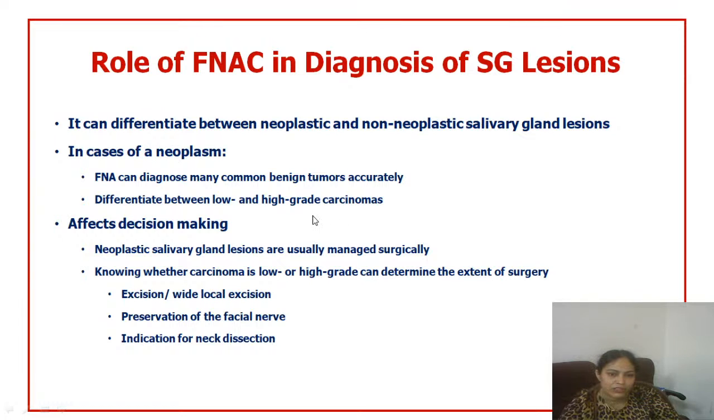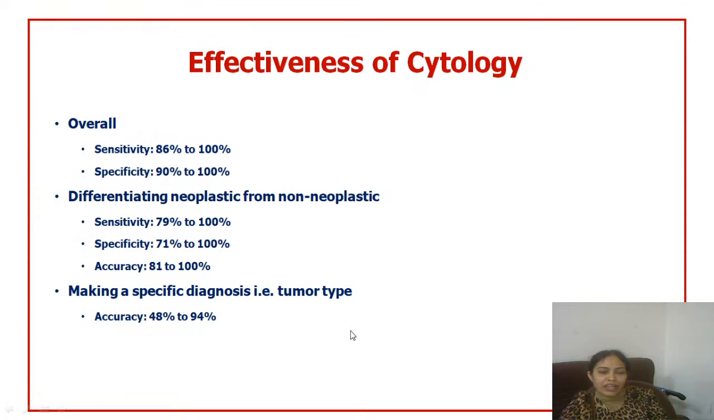So once you tell the surgeon it's a high-grade carcinoma, he's going to go for a total or near total parotidectomy. He's going to do a lymph node dissection, whereas for a low-grade carcinoma, lymph node dissection is not required. So this is basically how FNAC helps make decisions. The neoplastic salivary gland lesions are managed surgically, and knowing whether it's a low or high grade carcinoma or a benign tumor will help to determine the extent of the surgery, whether the facial nerve needs to be preserved, and whether neck dissection is indicated or not.